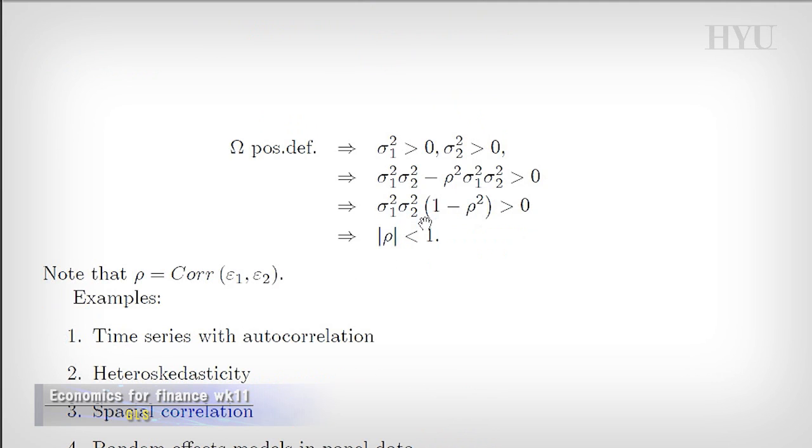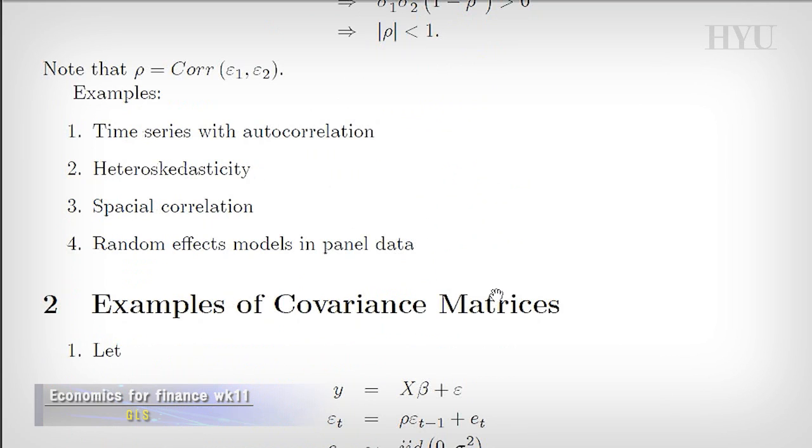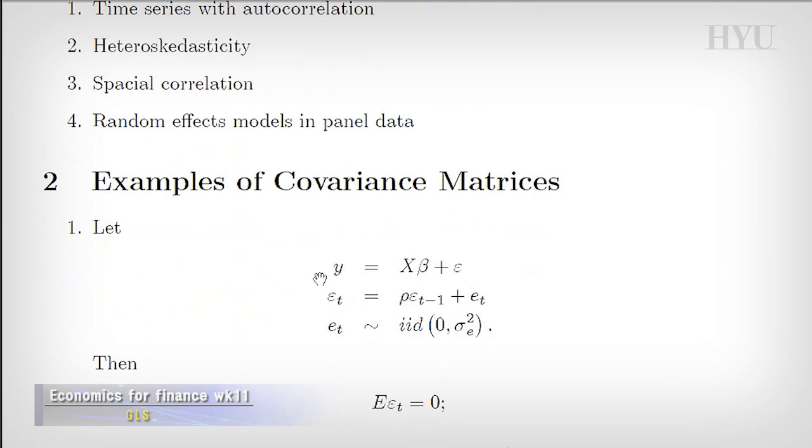Okay. Now let's talk about examples like autocorrelation, heterogeneous elasticity, spatial correlation, and random effect model. Okay, first, examples of covariance matrix. Now suppose y equals x beta plus epsilon, same as before, and suppose epsilon has a time index t. Okay, so y is a T by 1 matrix, and the small t is the t-th element.